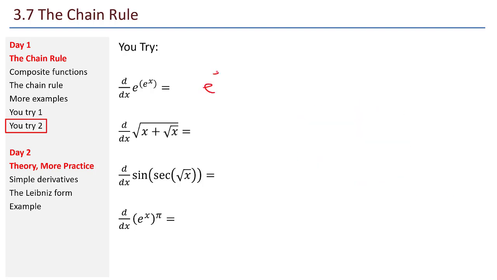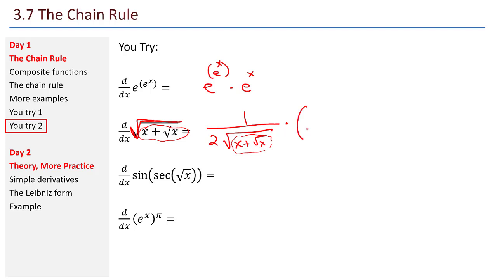e to the x, so there's my original, but then I need to take the derivative of that exponent, and so I get e to the x. There it is. Second example, the big square root on the outside, that's the outside function, so I'll take the derivative of that. That's 1 over twice the square root of, and the inside stays unchanged, so x plus square root of x. But then I need to take the derivative of that inside, and I get 1 plus 1 over twice the square root of x.